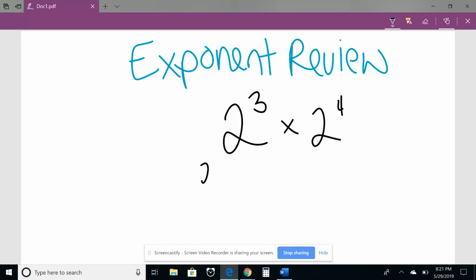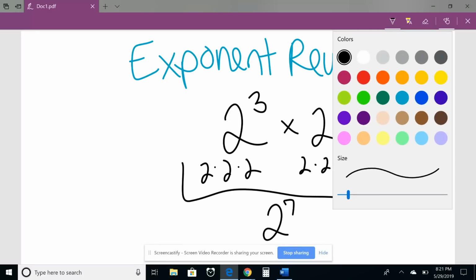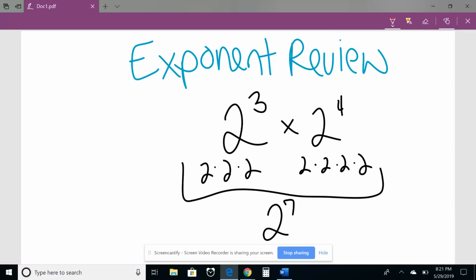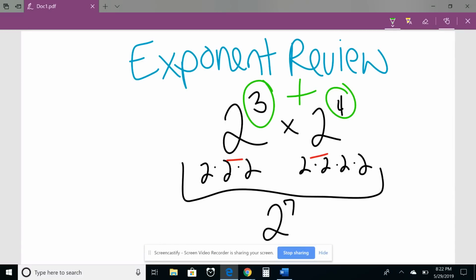2 to the third is essentially, remember, 2 times 2 times 2. 2 to the fourth is 4 of them: 1, 2, 3, 4. How many 2's are there total? There are 7 2's. So basically, you're multiplying 2 by itself 7 times, or taking 2 to the 7th power. A quick shortcut on how to do that is you keep the base, which is 2, and then you add the exponents to get to the 7th.